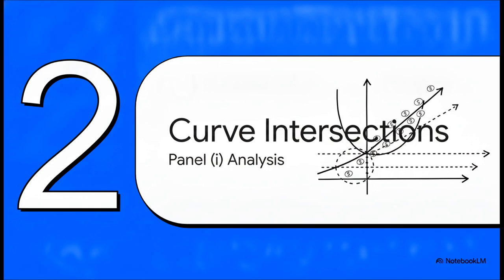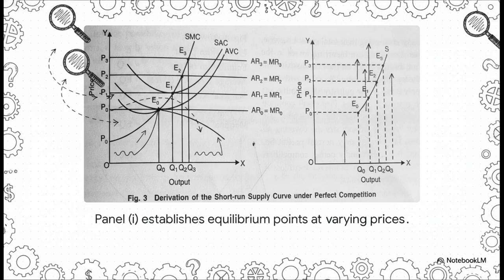Moving right along to part two, panel I, curve intersections. Let's put on our economic detective hats here. We're going to trace the firm's behavior, starting from price P0 and moving upwards to see how these abstract rules become a tangible reality. Take a look at those U-shaped cost curves. You've got the short-run average cost, or SAC, and the average variable cost, the AVC. See how they're being sliced right through by that upward-sloping short-run marginal cost curve, the SMC? Meanwhile, those horizontal lines you're seeing, those represent our various escalating market price levels.